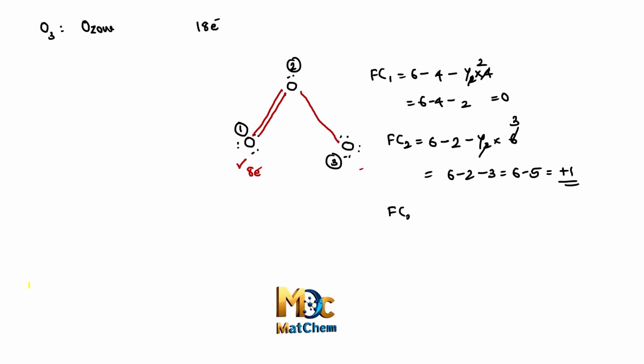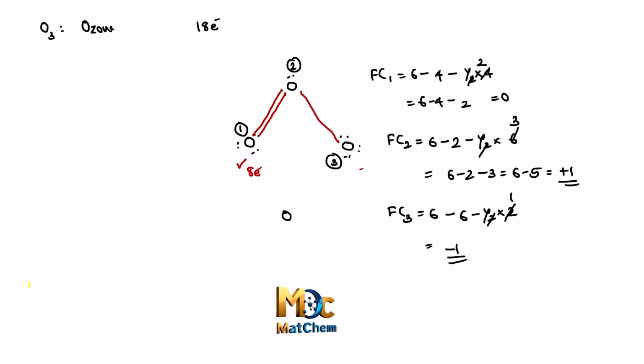Now the formal charge on the third atom: number of valence electrons, that is 6, minus number of lone pair electrons, that is 6, minus number of bonded pair electrons, that is 1 by 2 into 2. 2 and 2 will get cancelled. You will get 1 here. 6 minus 6, 0. 0 minus 1. So the formal charge on the third atom is going to be minus 1.